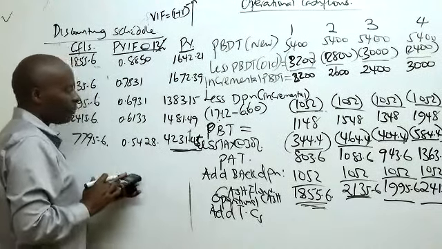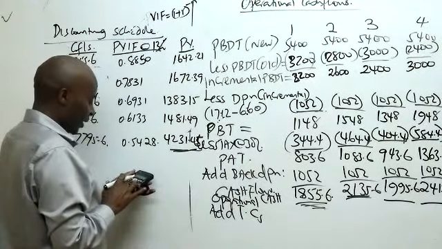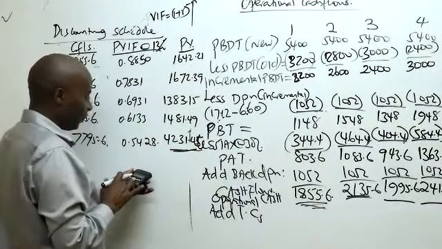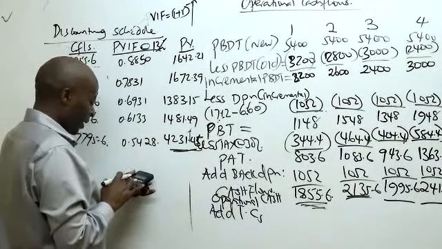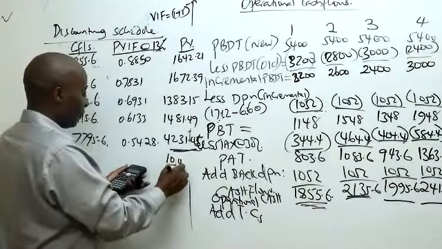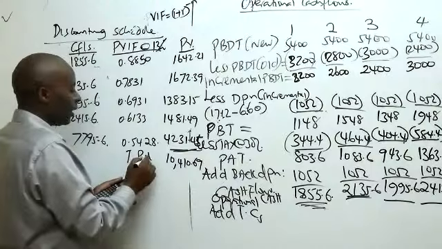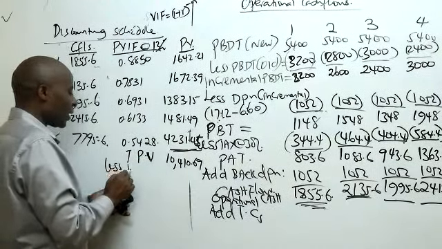So we have 4231.45 plus 1481.49 plus 1383.15 plus 1672.39 plus 1642.21, giving us 10,410.69. This is our total present value. Once you have your total present value, what do you do? You come and less the initial outlay.